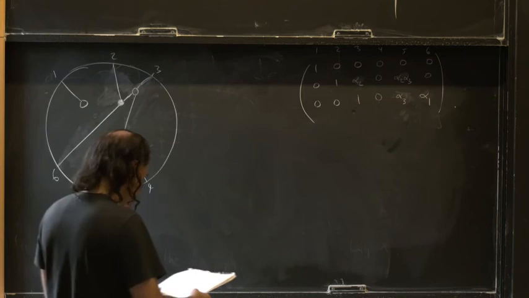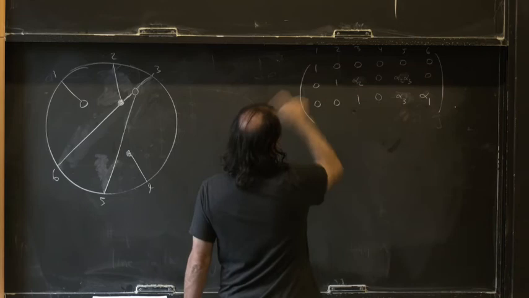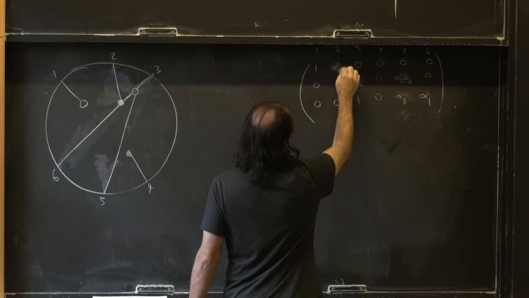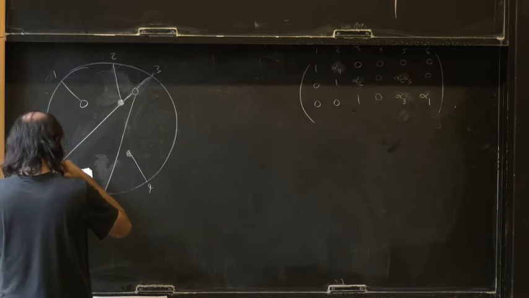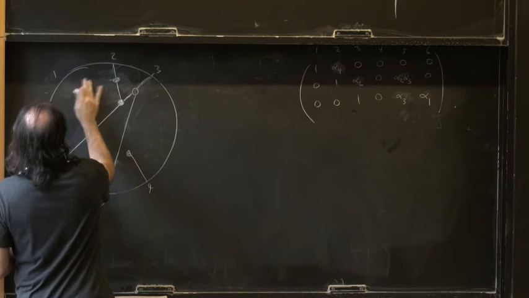Let's now add, the next thing we're supposed to do is 1, 2. So what is 1, 2 doing at the level of the matrix? 2 goes to 2 plus something times 1. So I'm putting up here some alpha 4. And I added a white vertex, black vertex, and so on.